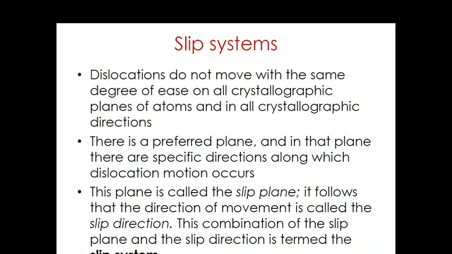Slip systems. Dislocations do not move with the same degree of ease in all crystallographic planes of atoms and in all crystallographic directions. Typically there is a preferred plane, and in that plane there are specific directions along which dislocation motion occurs. This plane is called the slip plane. The direction of movement is called the slip direction. This combination of the slip plane and the slip direction is called the slip system.